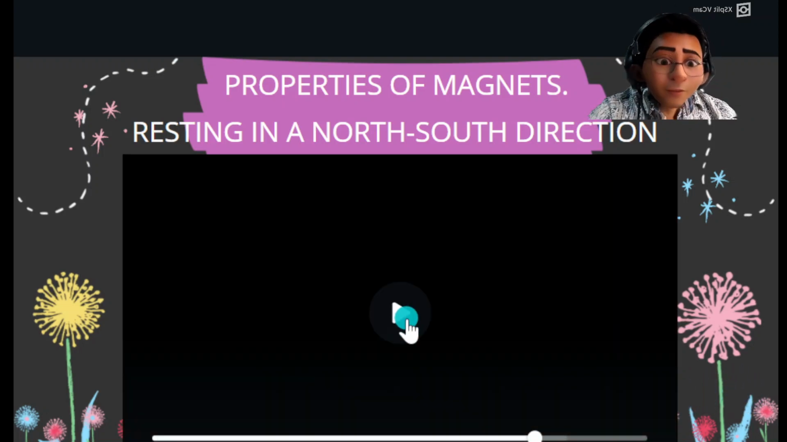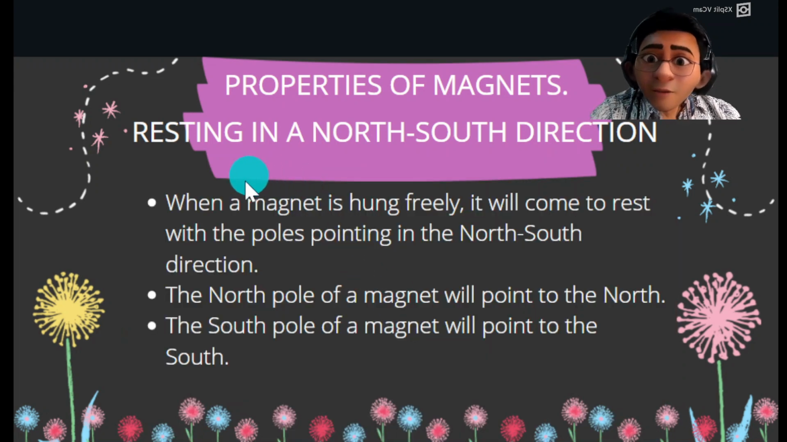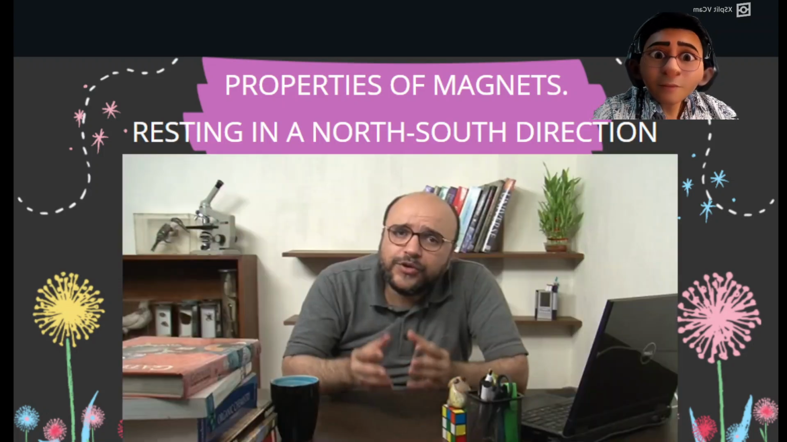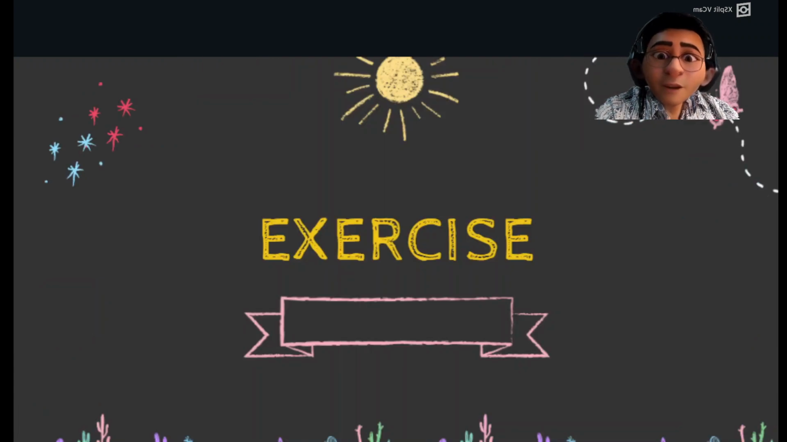Okay, good. Let's check again. When a magnet is hung freely, or you put it on water like the video just now, it will come to rest with poles pointing in the north-south direction. One north pole will point to the north, and the south pole of a magnet will point to the south.